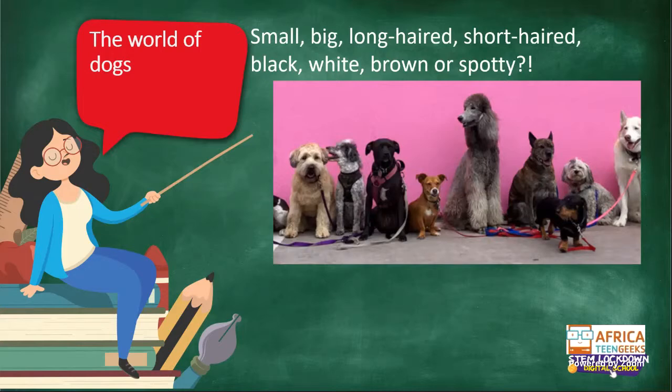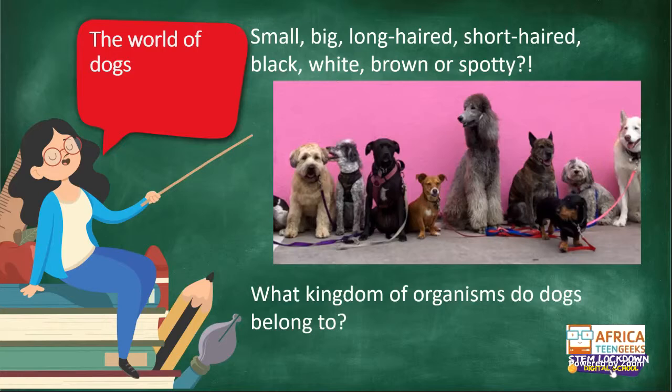Okay, so the world of the dog, and I see there was a comment there about dogs. So let's have a look. Small, big, long-haired, short-haired, black, white, brown, or spotty. What kingdom of organisms do dogs belong to? Okay, let's see. Do you guys remember? What kingdom of organisms do dogs belong to?